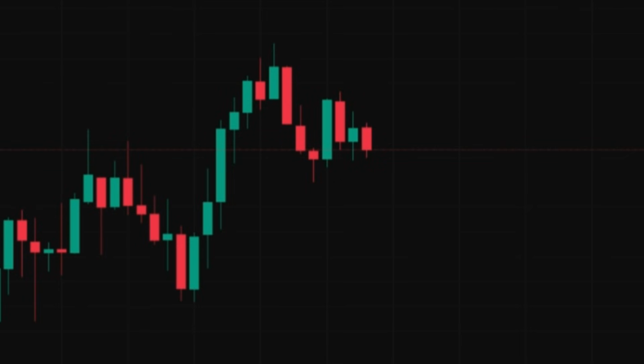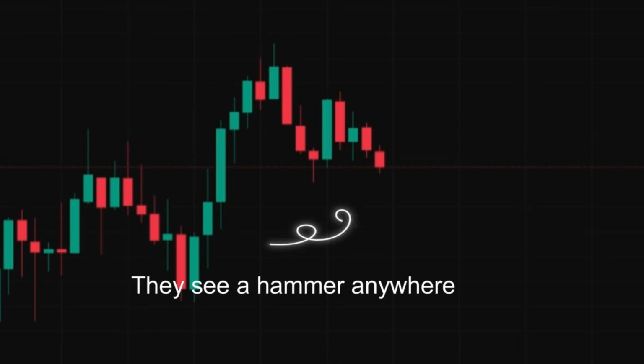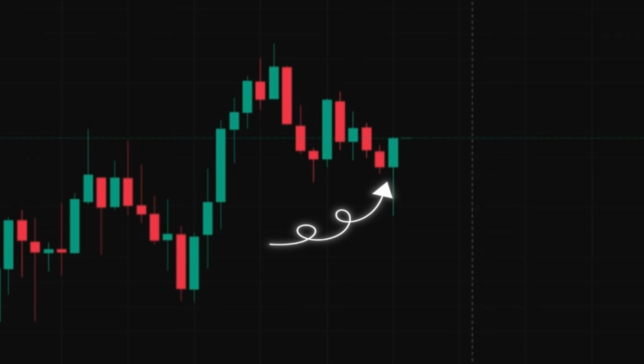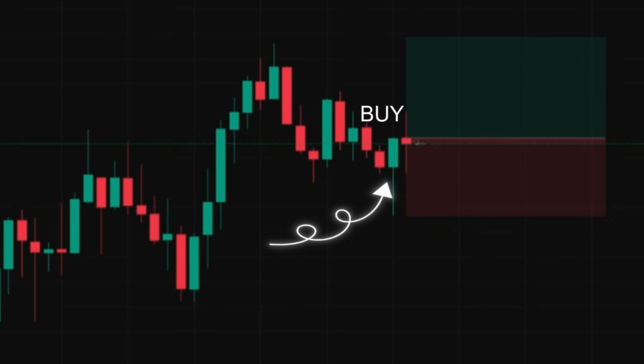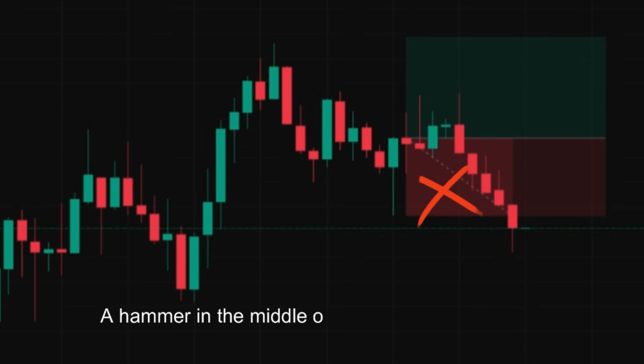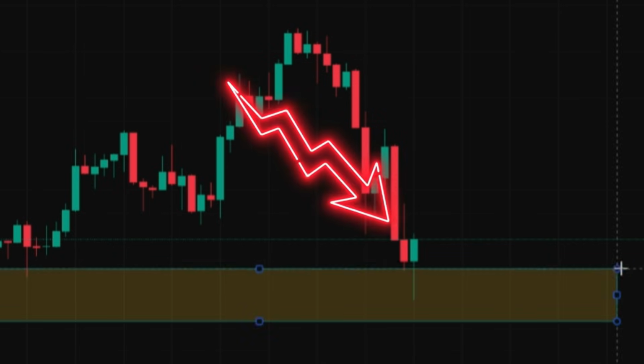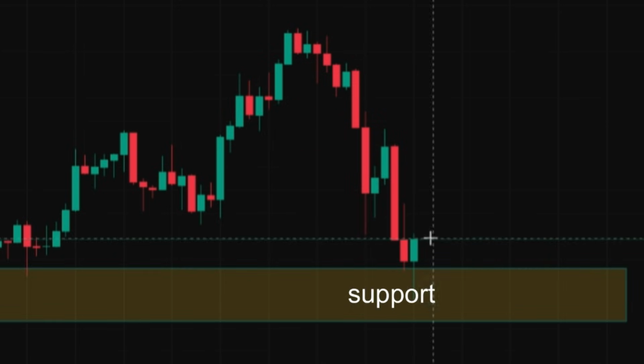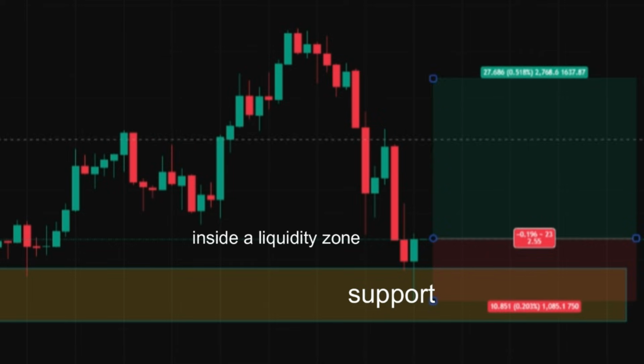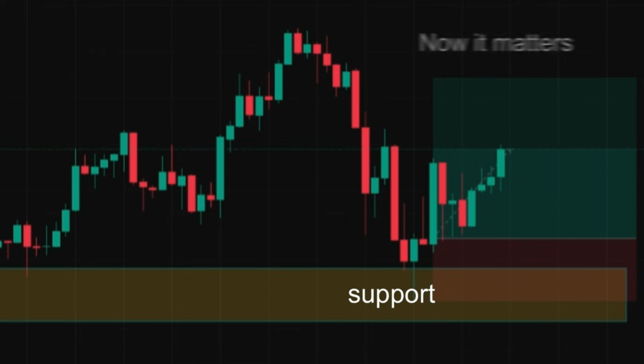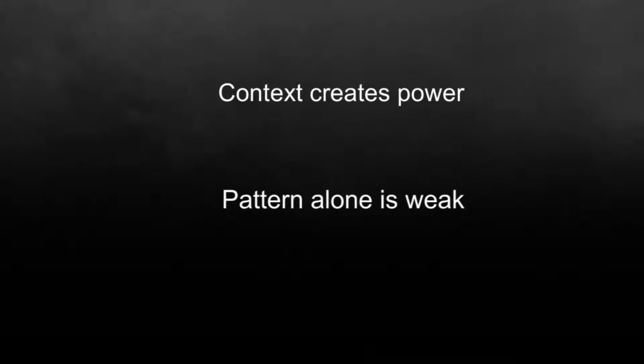Now here's the mistake beginners make. They see a hammer anywhere and buy. Wrong. A hammer in the middle of nowhere means nothing. A hammer after a strong downtrend, near support, inside a liquidity zone. Now it matters. Context creates power. Pattern alone is weak.